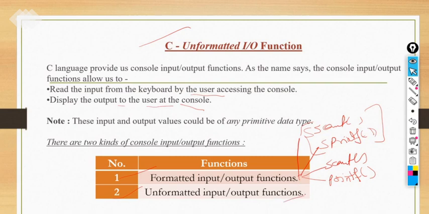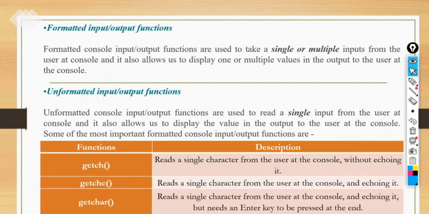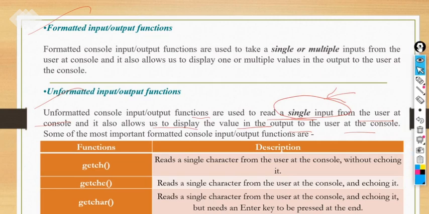Next we have unformatted input output functions. These functions are used to read a single input from the user at the console, and they also allow us to display a single value as output to the user at the console. So it works one by one, not for multiple values. I have mentioned here, read a single input, so in order to read a single input, it is used. These are the input functions.